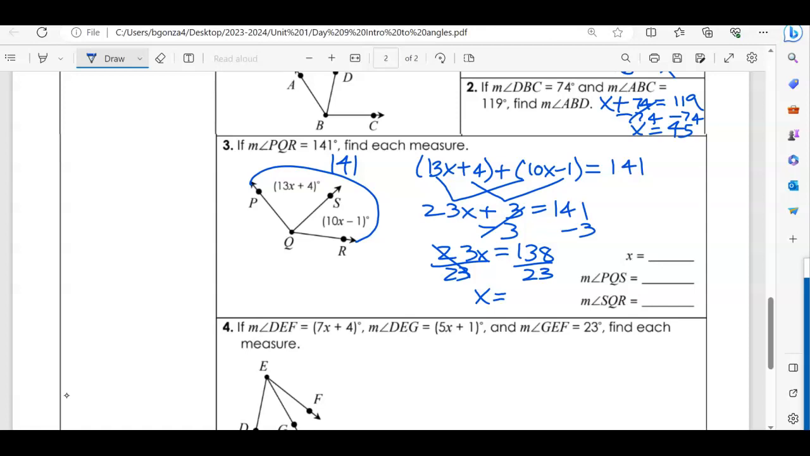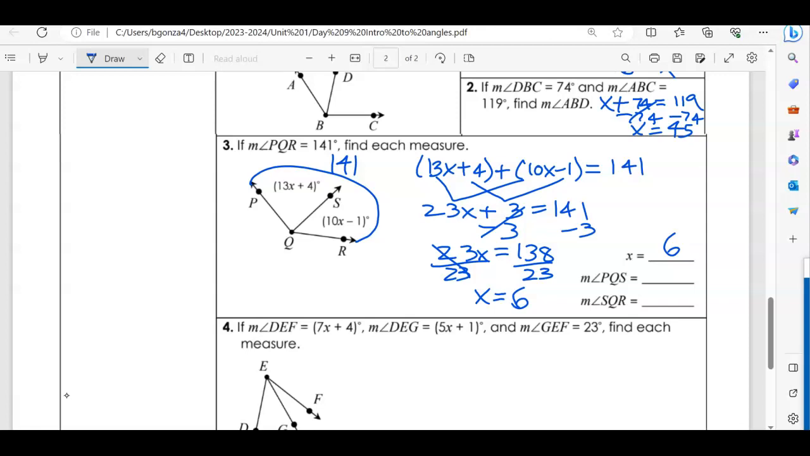138 divided by 23? Oh, yeah, 13x at the beginning. Oh, okay. It's on your page too. Like it's labeled in there. 138 divided by 23. Anybody? Okay, 6. So x is 6. That's great.